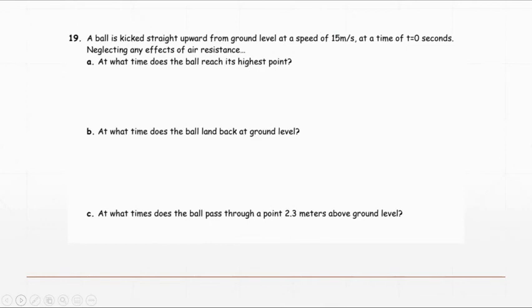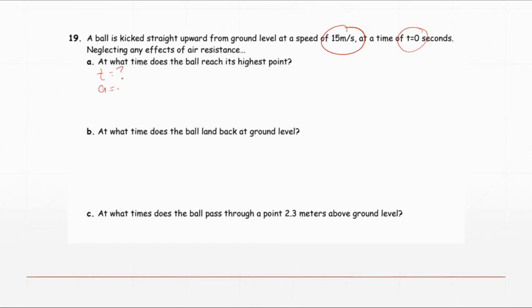Now, looking at question number 19, it says a ball is kicked straight up in the air from ground level at a speed of 15 meters per second at a time of t equals 0 seconds, neglecting any effects of air resistance. At what time does the ball reach its highest point? So we're looking at time.